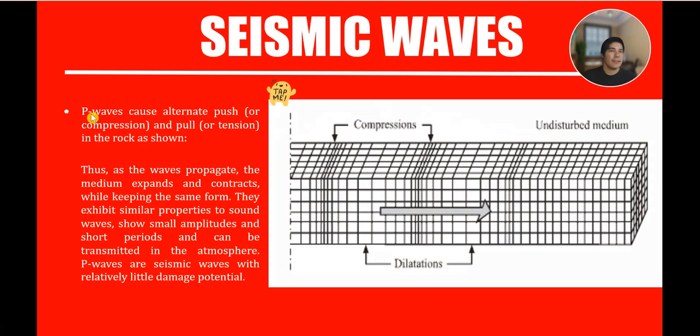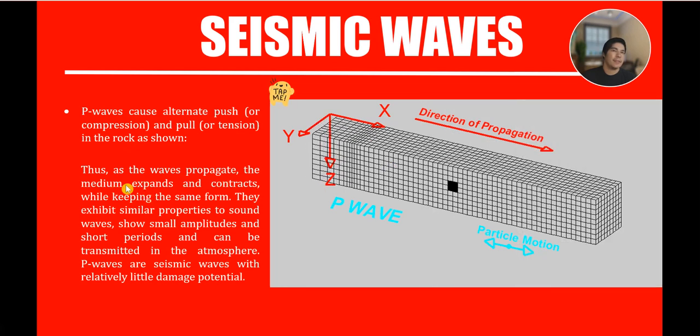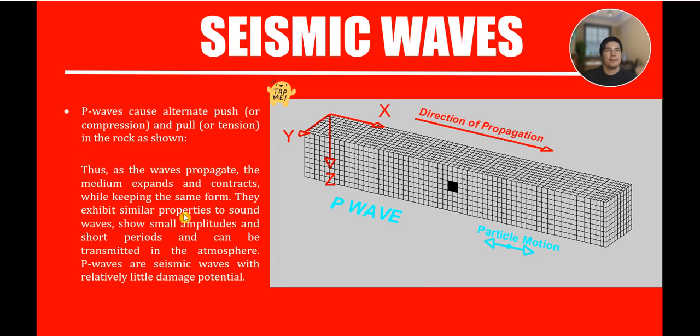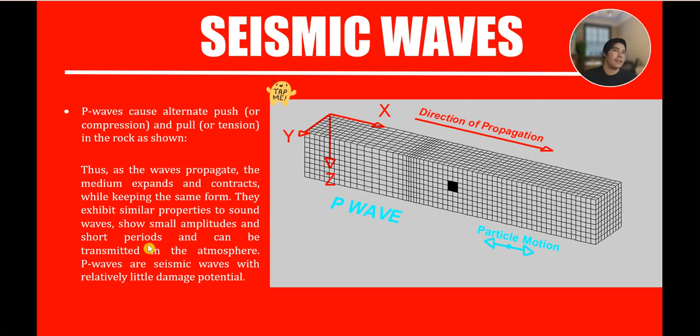Here in the P waves, we have alternate push and pull, where push means compression and pull means tension in the rock, as shown here. So we have compression, tension, compression, tension, compression, tension. Thus, as the waves propagate, the medium expands and contracts while keeping the same form, so they exhibit properties similar to sound waves, showing small amplitude and short periods, and can be transmitted in the atmosphere. P waves are seismic waves with relatively little damage potential.